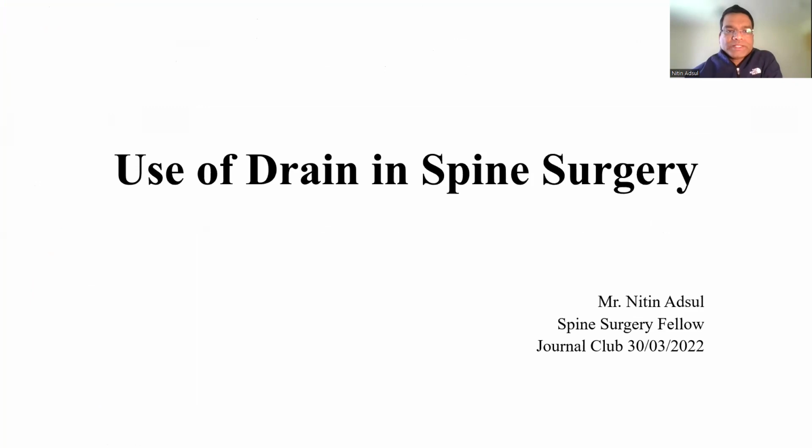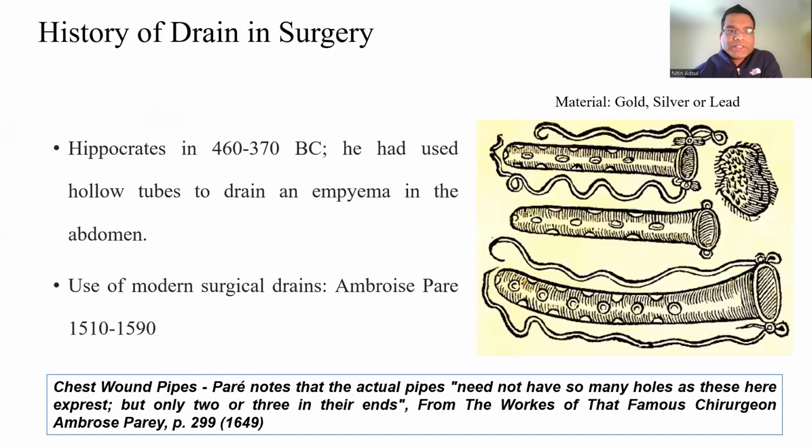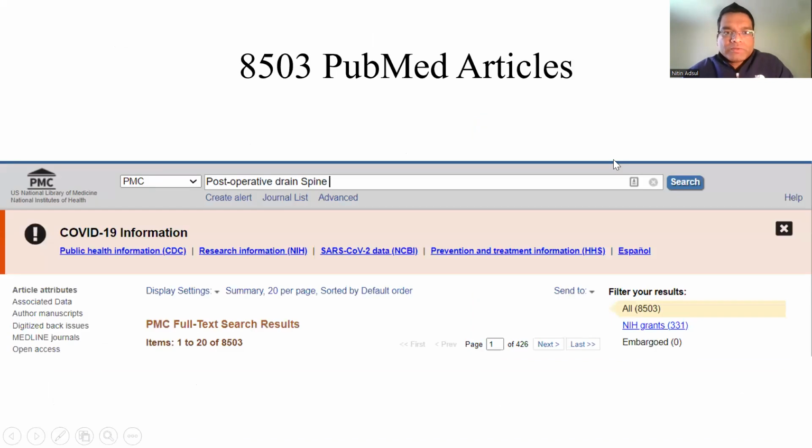The topic of my presentation is the use of drain in spine surgery. The use of the drain was started by Hippocrates, mainly for abdominal and chest surgeries. He used a lot of holes in the drain tube, made of gold, silver, and lead. Then Ambroise Paré modified it with fewer holes.